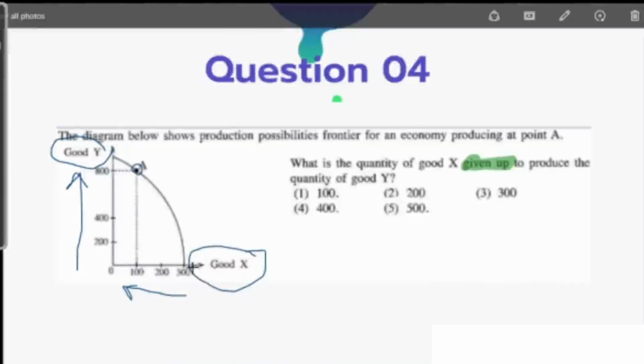We started at 300, now we are at 100. So how many units we have sacrificed? 300 minus 100, that is 200 units of good X. So the correct answer is second option.